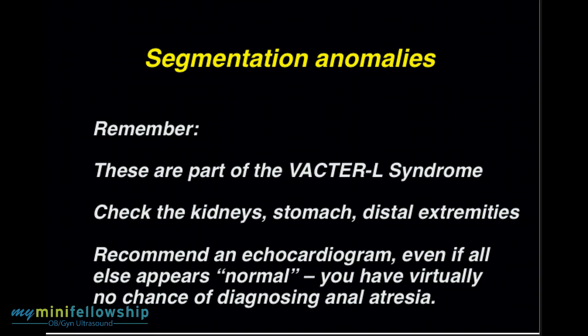Okay. So I say these are the points to take away. Remember that these are part of the VACTERL syndrome. They're the V in the VACTERL syndrome. What are the other letters? So vertebral, anal, cardiac, TE fistula, renal, and something. Limbs. Limbs, okay. Right. And these are usually limb reduction abnormalities of one form or another. So while you're looking, remember, you have a straightforward chance of looking at the kidneys, the stomach, and the distal extremities.